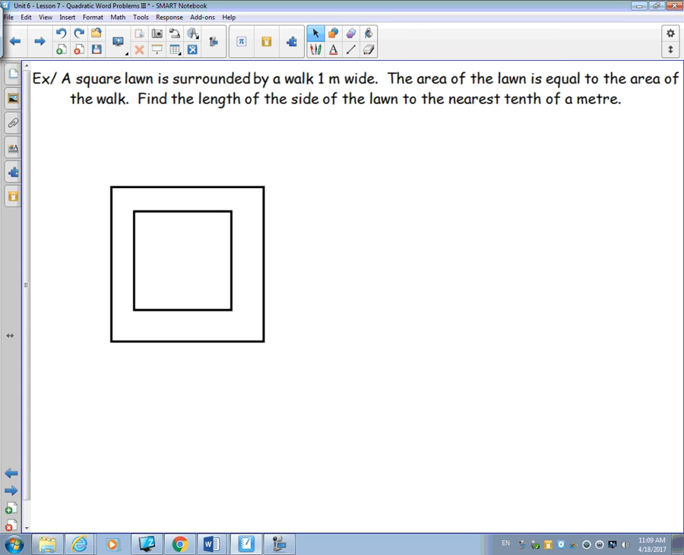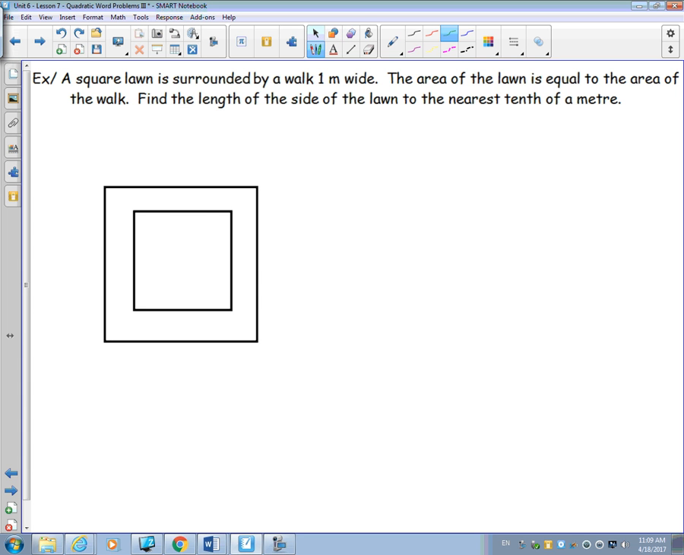That's the part in the middle. We'll color it green, right? There's my lawn, okay? And the walk is 1 meter wide. So cement all the way around it. That's one, that's one, that's one, and that's one. What else do we know? The area of the lawn is equal to the area of the walk. Okay, that's good to know. And find the length of the side of the lawn to the nearest tenth of a meter.